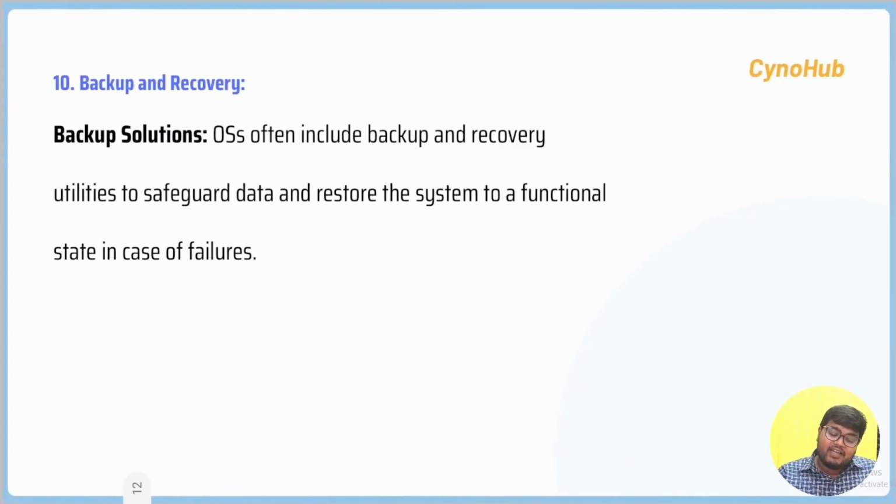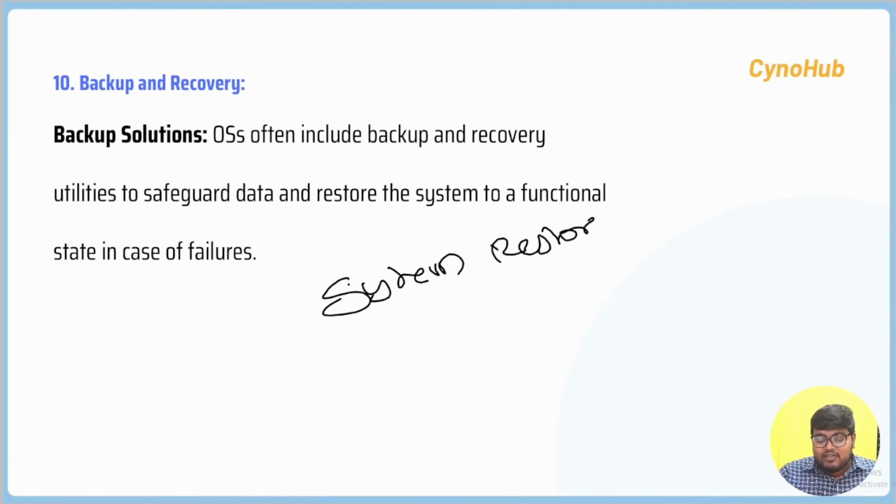Next one, backup and recovery. Backup and recovery means, the best example is system recovery, system restore. So suppose one file is missing in the present day. Today I am missing one file, and I want that file, but it is not available at any location.